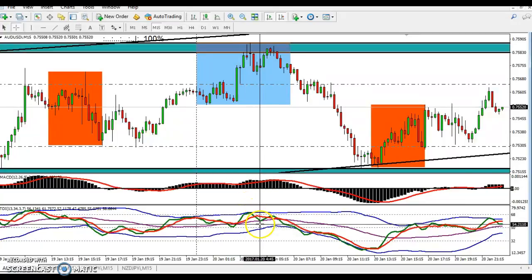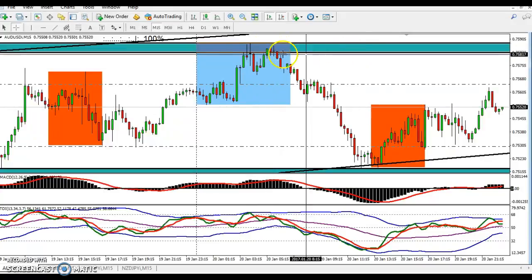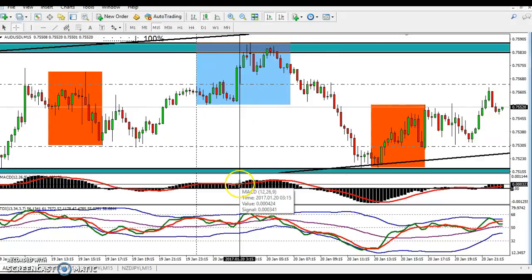Also, a cross of the TDI. Don't just go in for a sell right there. Wait for price to come back up and to test that high again, at that support that you drew in. All right, that's why support and resistance is very important.